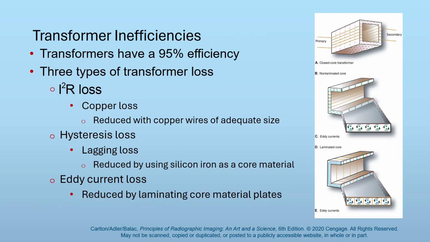Transformer inefficiencies. Transformers have a 95% efficiency. Okay, that's because we've re-engineered them to be optimal. Okay, early transformers maybe not. If you just get like a nail or two nails and two coils of wire and bridge them in close, you're not going to have a 95% efficient transformer. Modern constructed transformers have 95% efficiency. Okay. Three types of transformer loss.